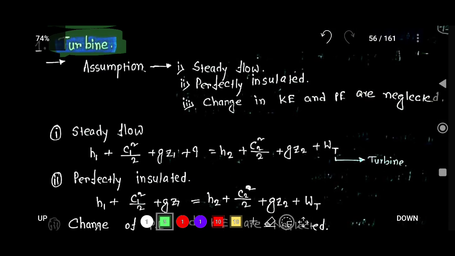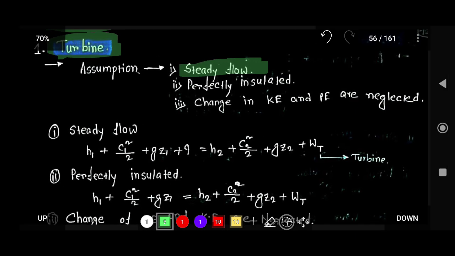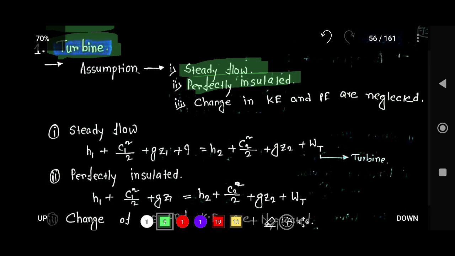So for a turbine, there are some assumptions. There is a steady flow. Steady flow means no accumulation of mass or energy inside the control volume, and this is perfectly insulated. Perfectly insulated means there is no heat transfer through the boundary of the turbine. So that means Q equals 0. The change in kinetic energy and potential energy are neglected. So these are the assumptions of the turbine. Okay, so first focus on that.